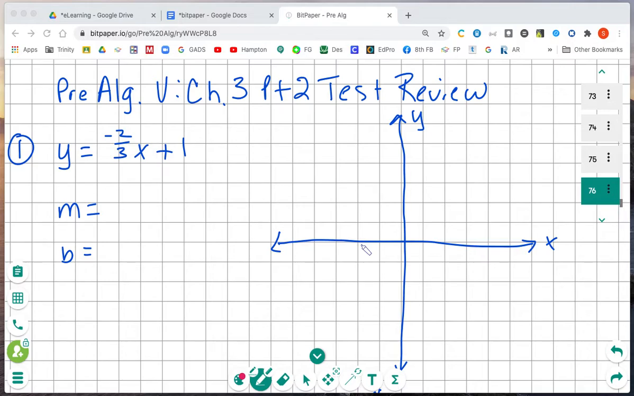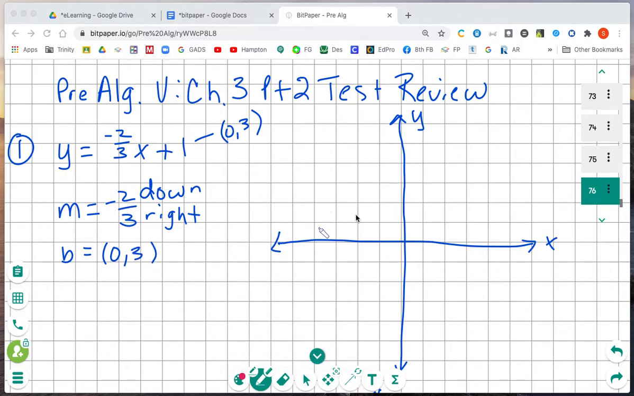When we look at an equation, the first thing we're going to look for is our slope. Our slope is going to be negative 2/3, which means down 2 to the right 3. And then we're going to look for our starting point, which is 0, 3. Write that as an ordered pair.